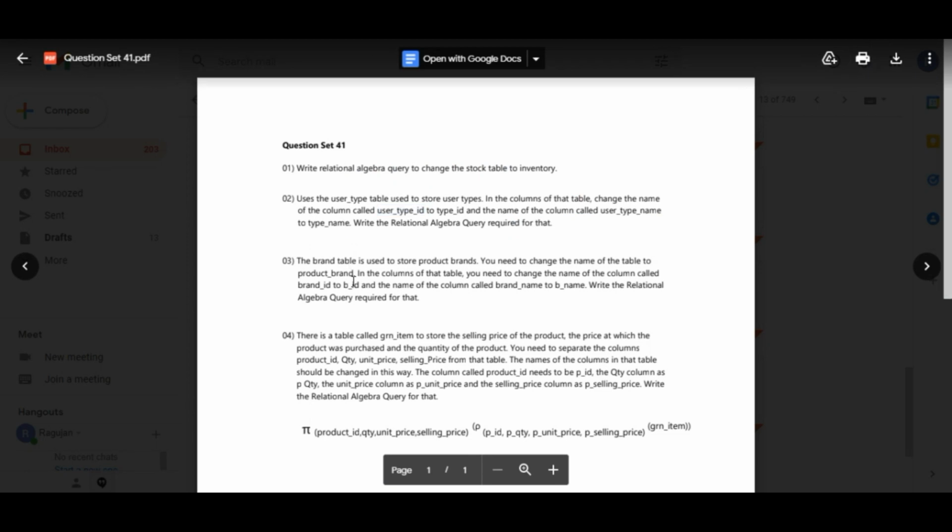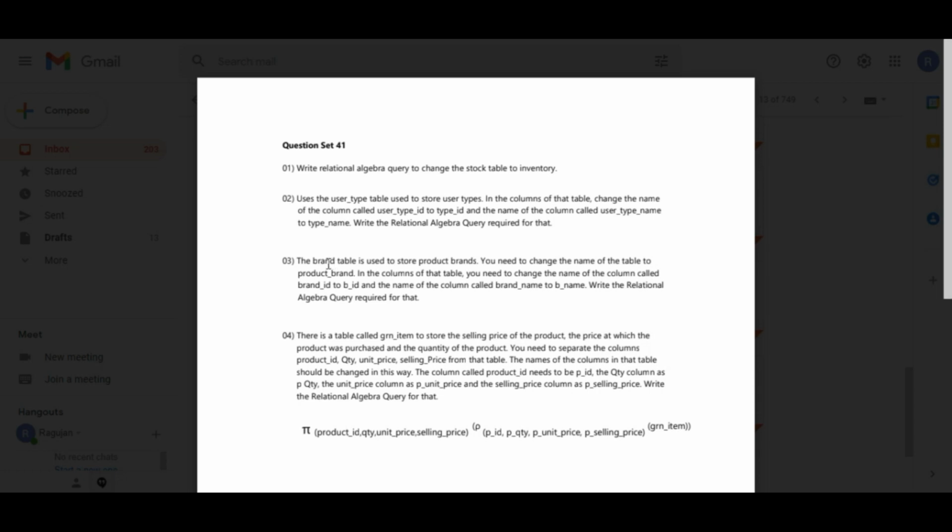The third one is a little bit interesting. You can see the brand table is used to store product brands. You need to change the name of the table to product brand. So we are going to change the table name brand to product brand, and also in the columns of that table, you need to change the name of the column called brand ID to BID, and the column called brand name to bname. We have to write the relational algebra query.